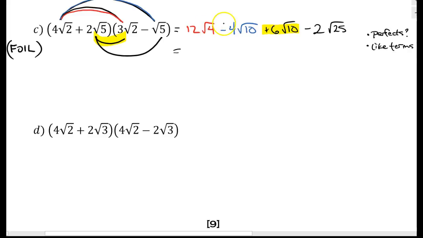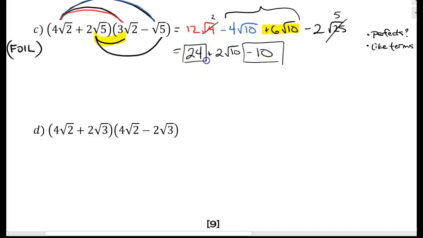So root 4 is actually the same as 2, so 12 times 2 is 24. These two pieces are actually like terms, so -4 plus 6 is plus 2 root 10. And finally, the root of 25 is 5, so 2 times 5 is 10. We're not done though, because we still have some like terms now. We've got two constant terms, so we can combine those. So we can end up with 14 plus 2 root 10.